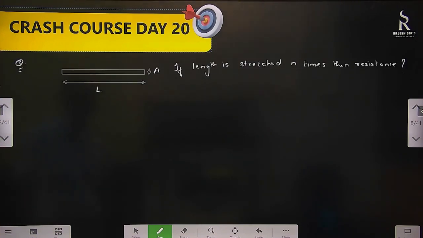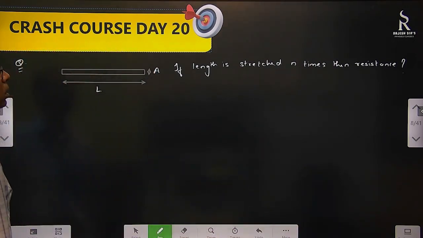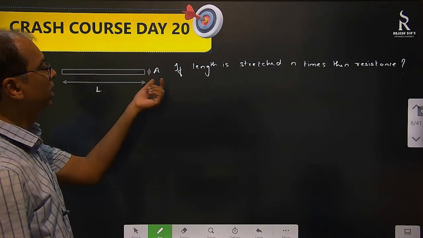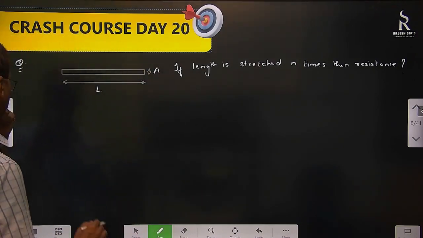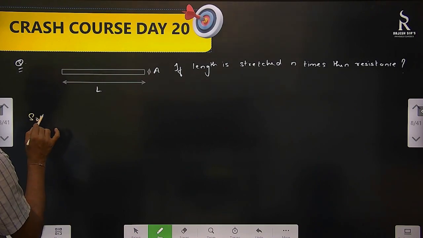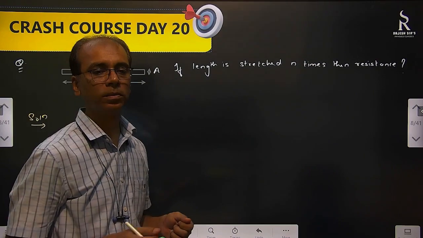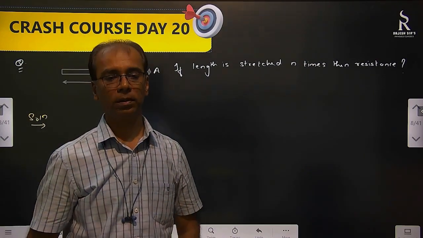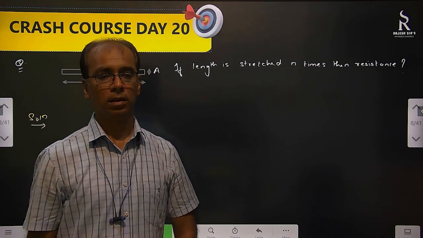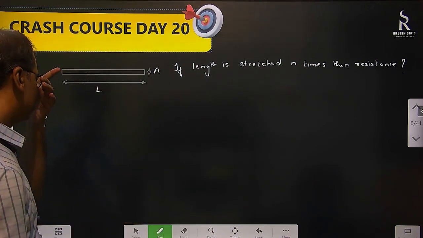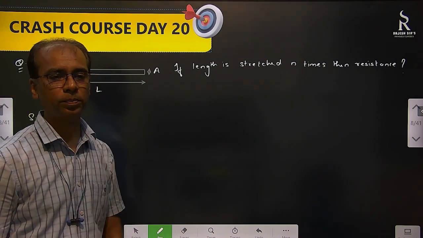Okay, one more. So what it says is, there is a conductor of length L and area A. If length is stretched n times, then what happens to resistance? Okay. So we are increasing its length to n times. So when you are increasing its length to n times, what will happen? It will become thin. Thin means its cross section area is going to decrease. What is going to decrease? Cross section area is going to decrease.